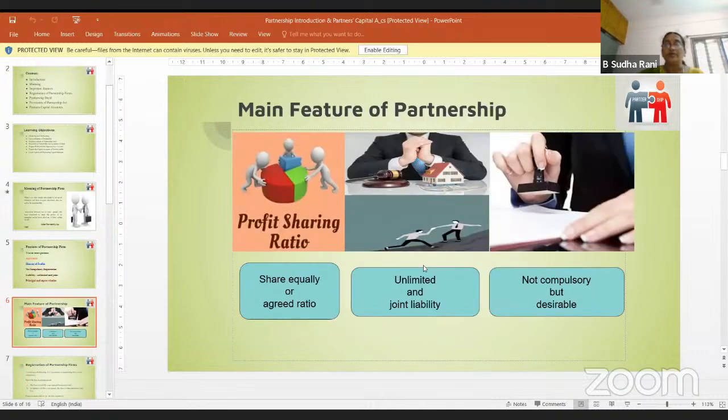If you see the main features, how do they share the profits? The profits are shared either equally or in agreed ratios, which depends on the agreement between the partners. The next feature of the partnership firm is unlimited and joint liability, which we just discussed. And registration is not compulsory but desirable.